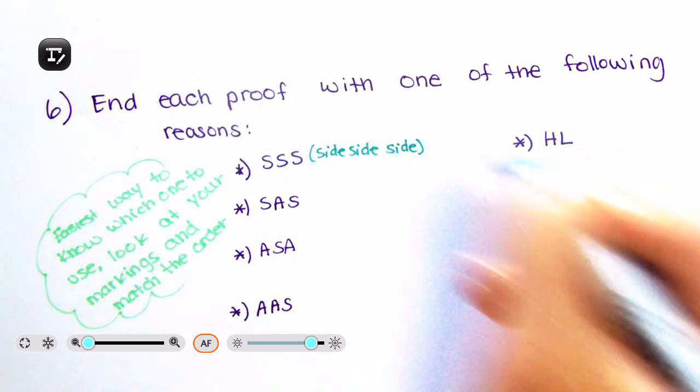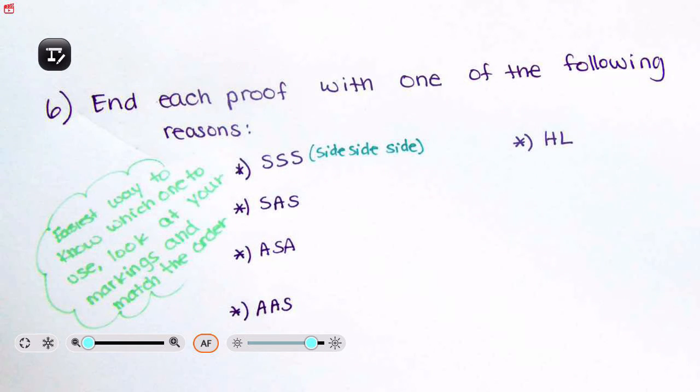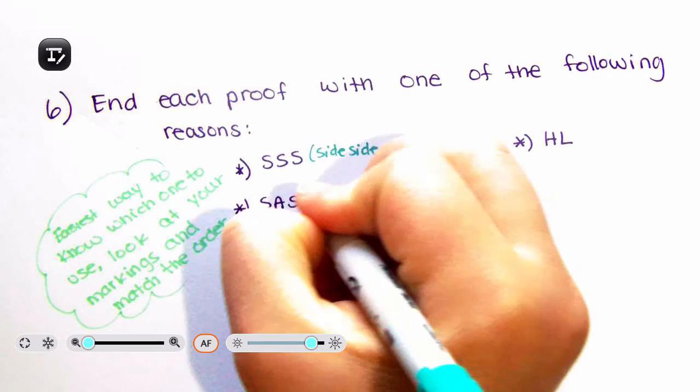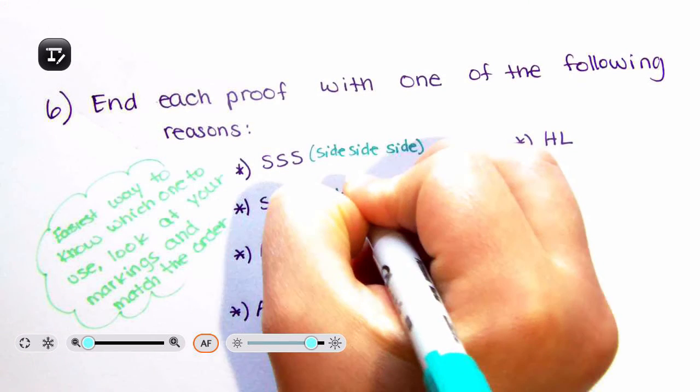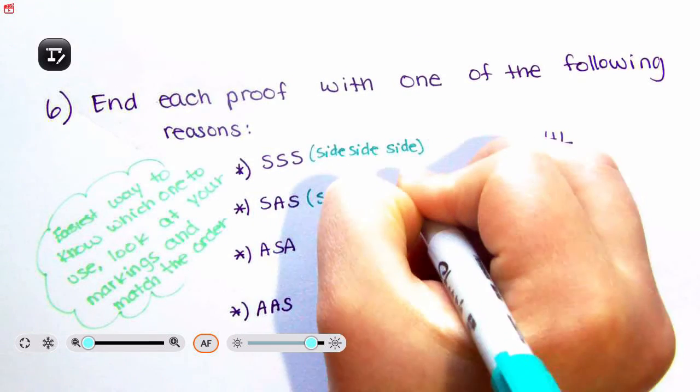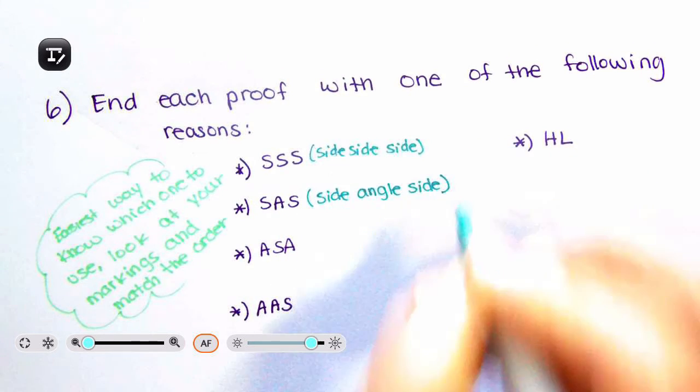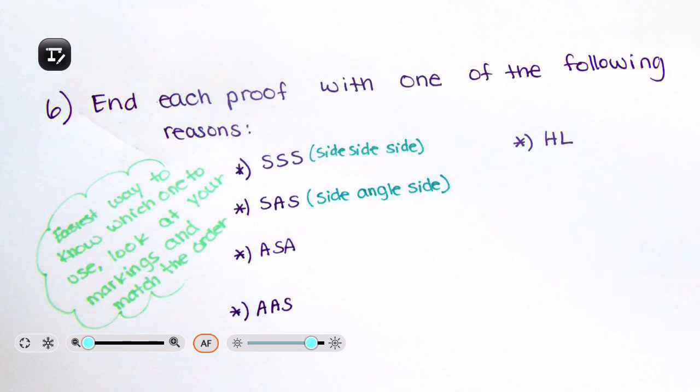What that means, again, is all three sides correspond to all three sides of the other triangle, and each corresponding side is congruent. Therefore, the two triangles are congruent. Next one is side, angle, side. That means two sides and the angle in between those two sides match up with two sides and the angle in between. They are congruent.